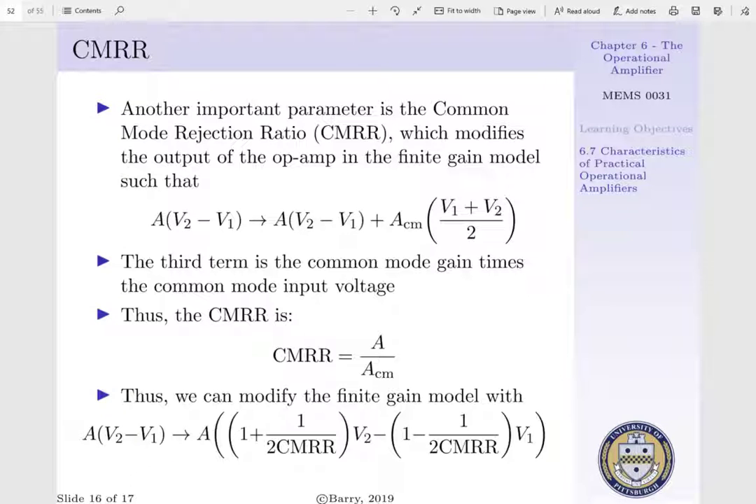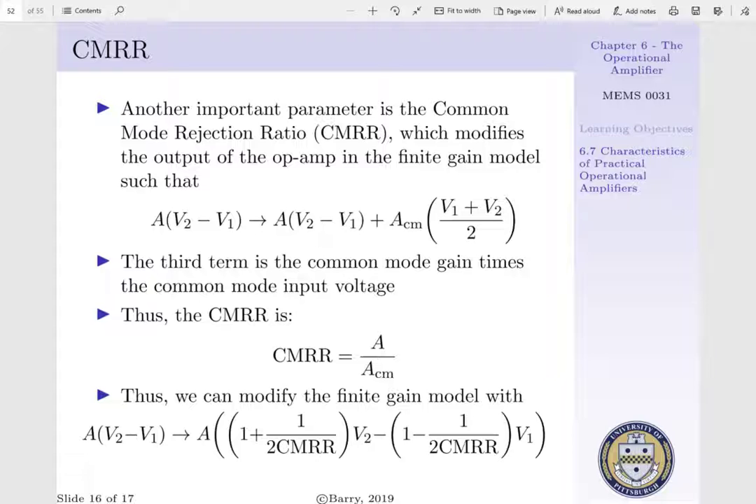The final parameter we're going to talk about is the common mode rejection ratio, denoted CMRR, which modifies the output of our op-amp in the finite gain model. Our output of our op-amp was proportional to our gain, A, times the quantity V2 less V1. Now when we consider CMRR, our output is now A times the quantity V2 less V1 plus A sub CM times the quantity V1 plus V2, all per 2.